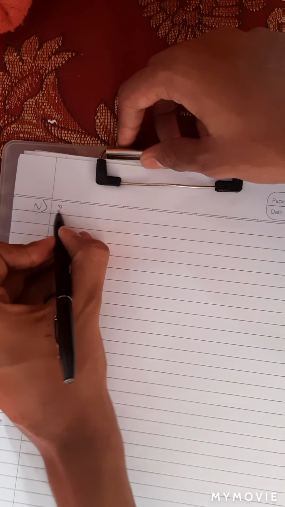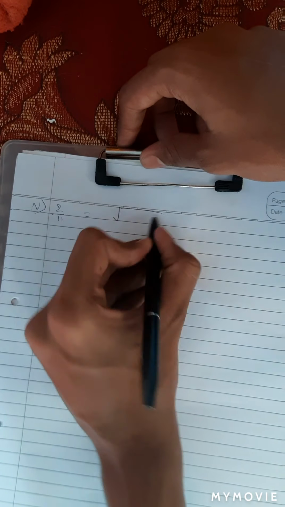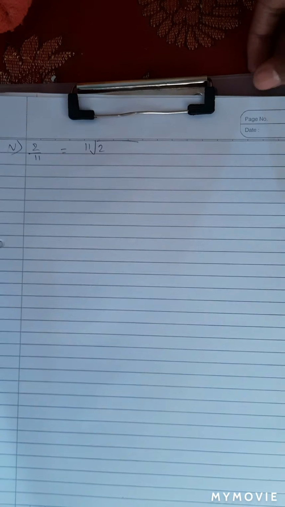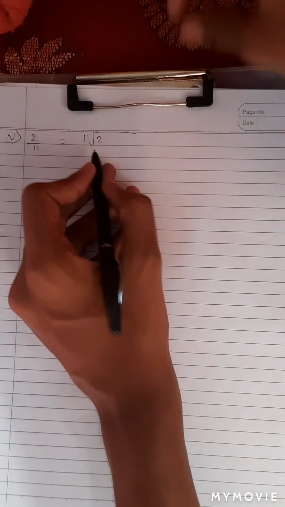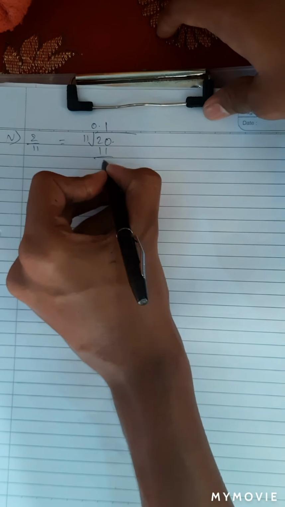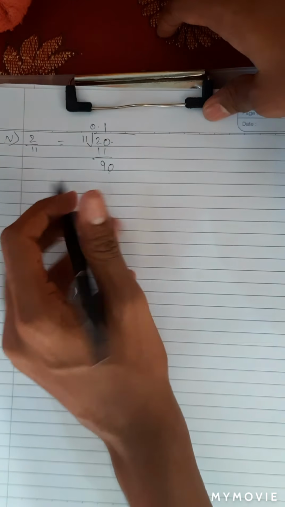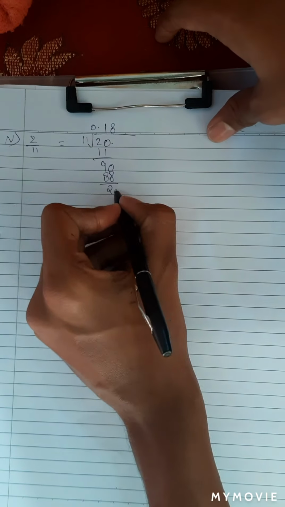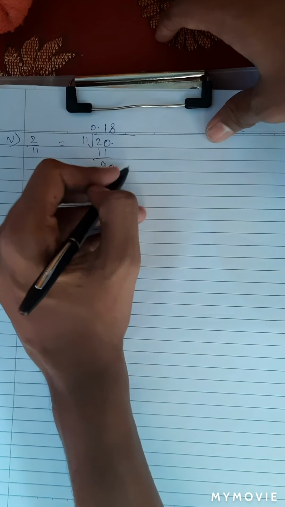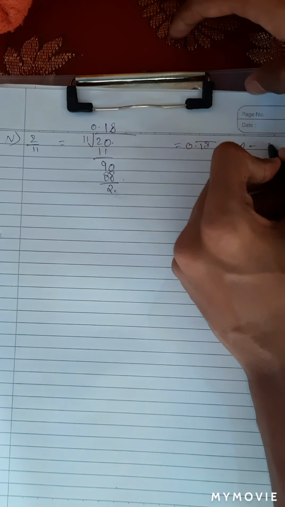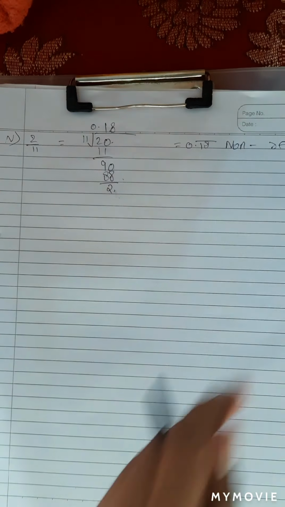Now let's go to the fifth one, which is 2 by 11. When we divide 2 by 11, as we know 2 is smaller than 11, so we get 0.18 after working through it. The closest number to 90 is 88, which is 8 times 11, and we get 2. Again we got 2, so this process will keep continuing, so we will get 0.18 bar, which is a non-terminating and recurring type of decimal expansion.